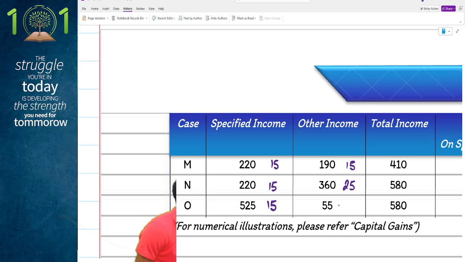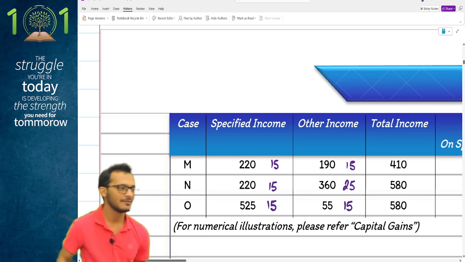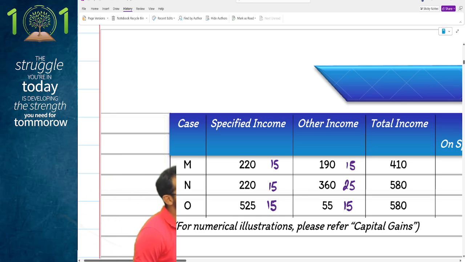Take a guess. 10, because it falls between 50 lakhs to 1 crore. Huh? Same answer is 15. Why? Problem was with the enhanced.